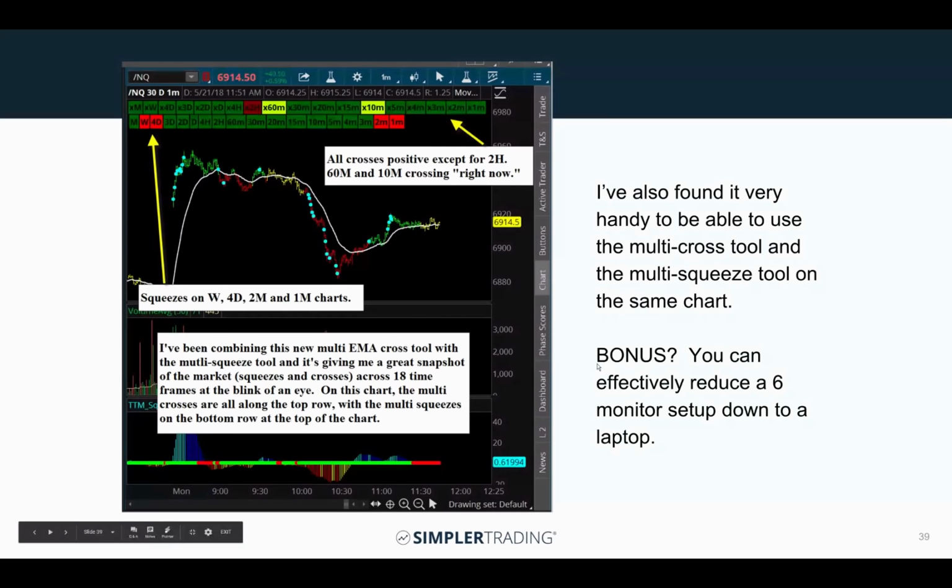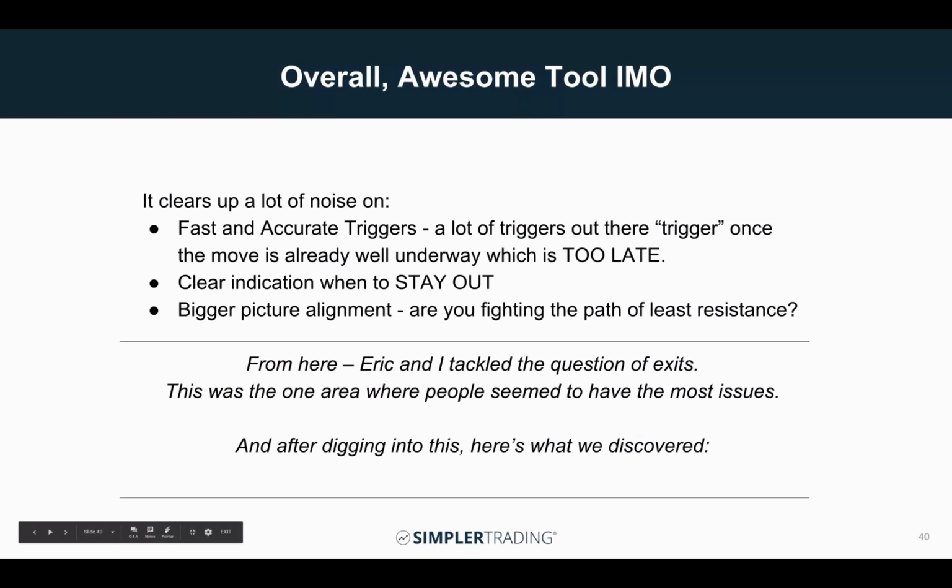So at the end of the day, Eric had developed this. I was like, okay, that's an awesome tool. I love it. Good work. What else do you got? And the things that I loved about this is that it's fast and accurate triggers, probably the fastest and most accurate that I've seen to date.